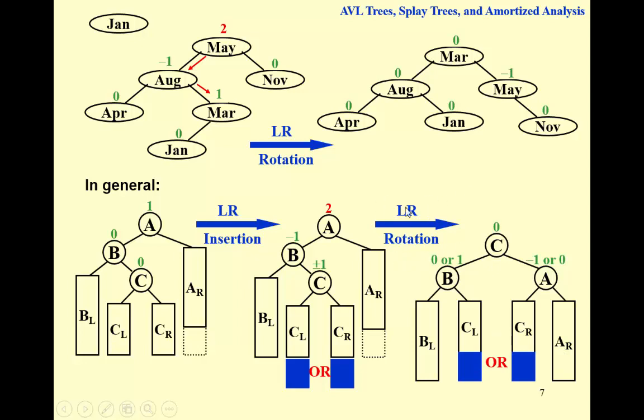And this kind of rotation has another name. It's called double rotation because it can be considered as the combination of two single rotations. Rotate March up and then up. After two single rotations, we can obtain the same tree. So it's also called a double rotation.